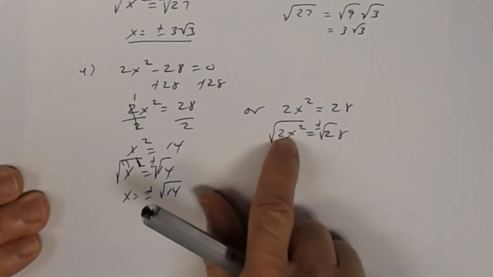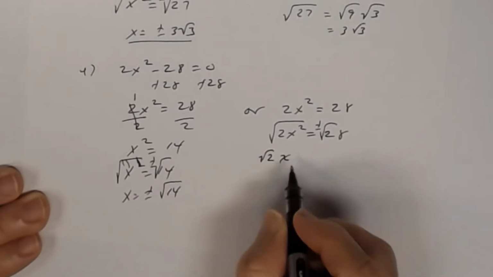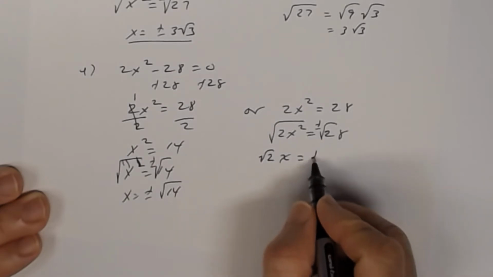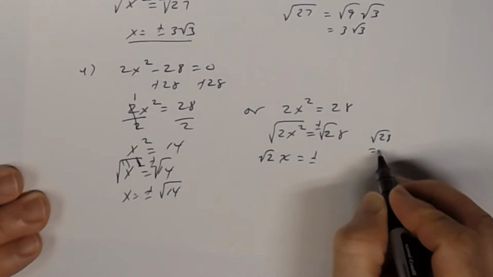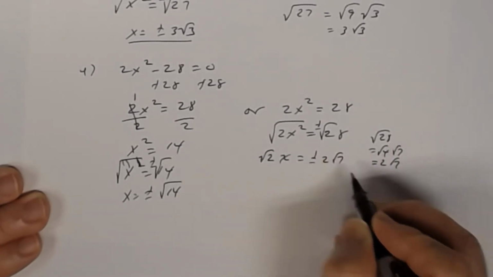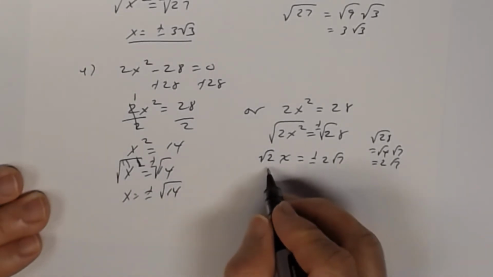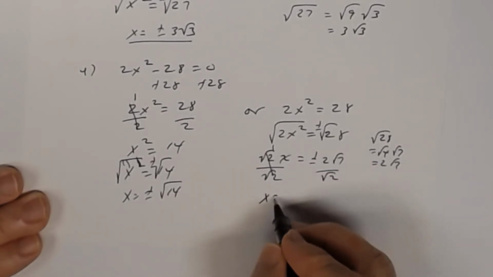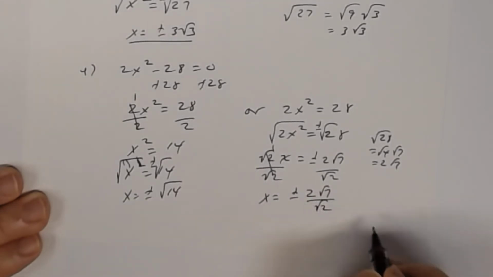When you use the product property, this becomes the square root of 2 times x, because the square root of x squared is x. And this becomes plus or minus, and then the square root of 28 becomes the square root of 4 times the square root of 7, so that's 2 square root of 7. Okay? But then you got to divide by the square root of 2, because you got to solve for x, right? So when I divide by the square root of 2, I get x equal plus or minus 2 square root of 7 divided by the square root of 2.